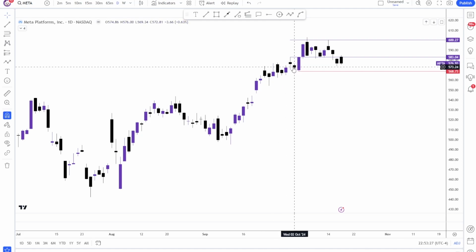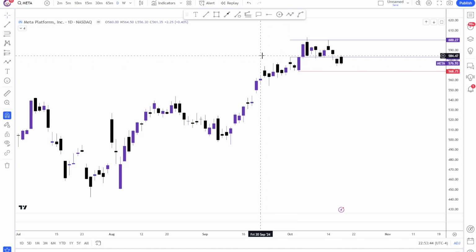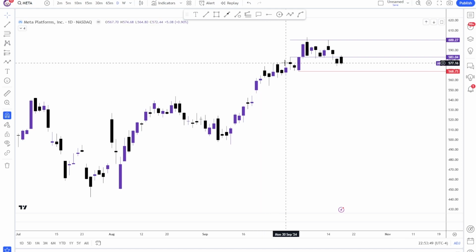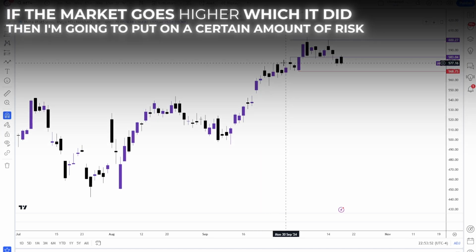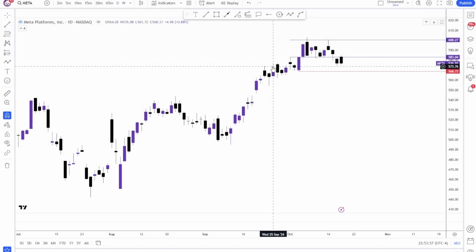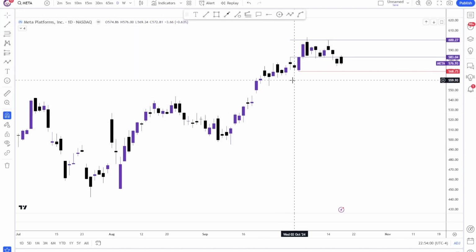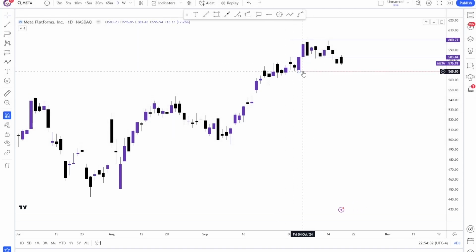It managed to hold this trend, and going into the next day, this being a market leader, my idea was super simple: being a market leader, if the market can break out, then Meta can lead. Really easy thesis. Doesn't take a rocket scientist to figure that out. So rather than day trading this, I just had an idea that if the market goes higher, which it did, then I'm going to put on a certain amount of risk with enough time to just see it play out. So in this scenario, I bought options two weeks out.